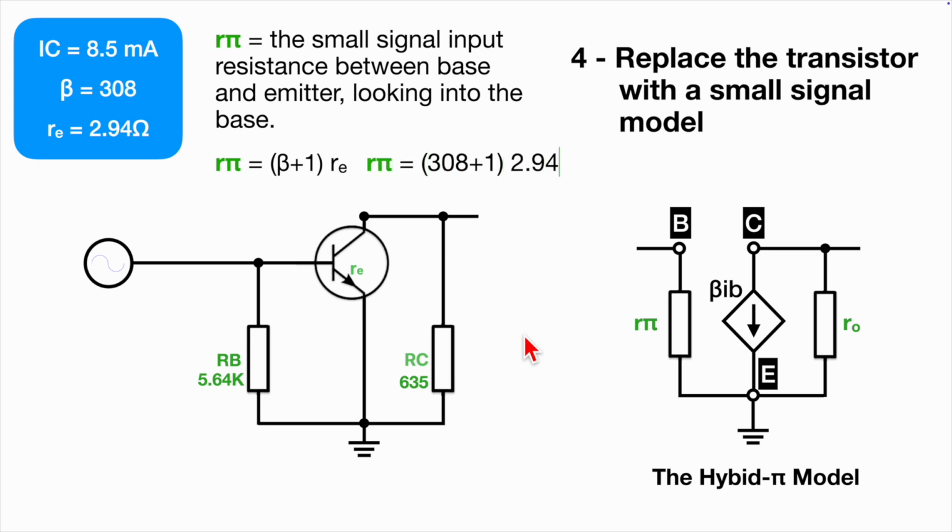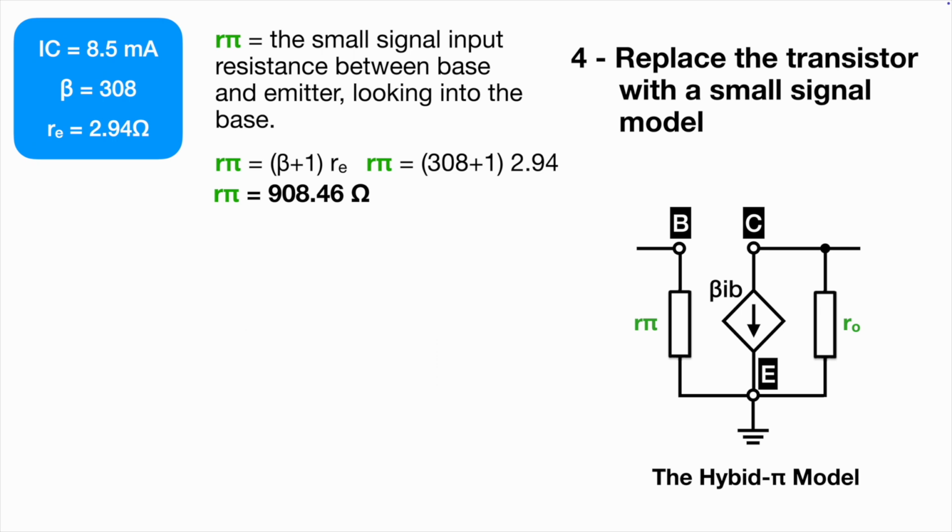So when you do that, our beta is 308 plus 1, it's 309, multiplied by R sub E, the intrinsic resistance between the base and emitter, and that gives us an R pi of 908.46 ohms. Okay, I'm going to take that away just to give myself a bit more room, because we need now to think about R sub O, this resistance here.